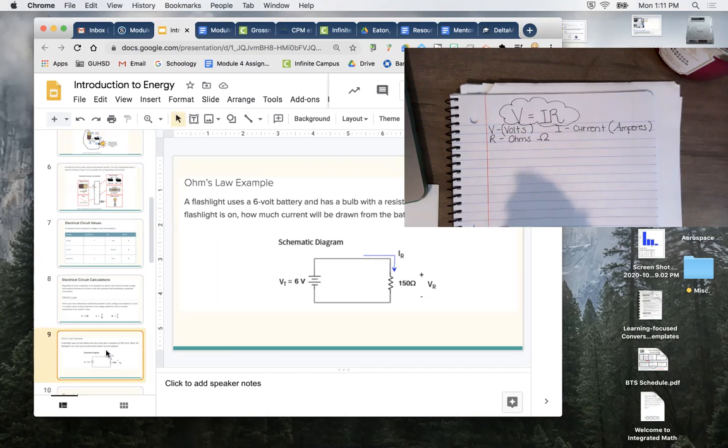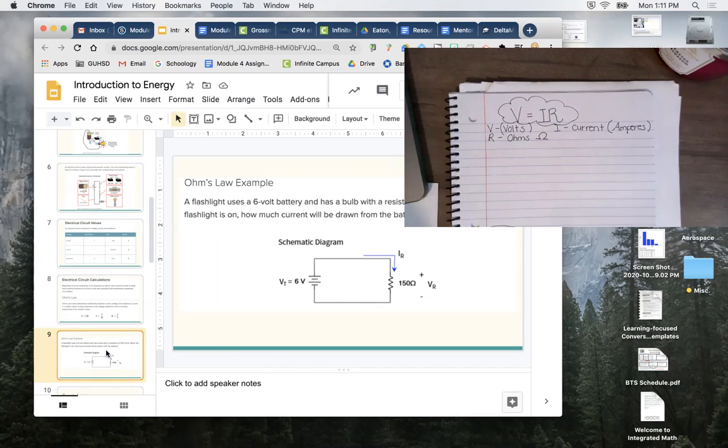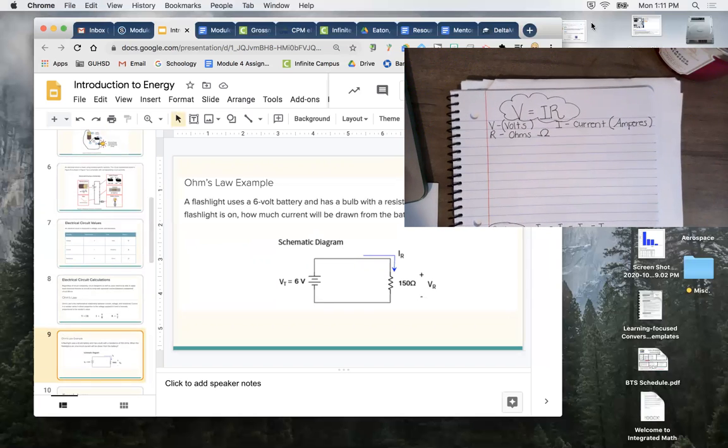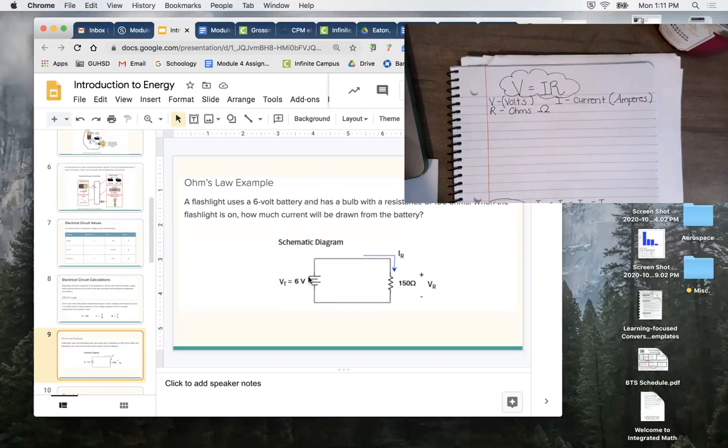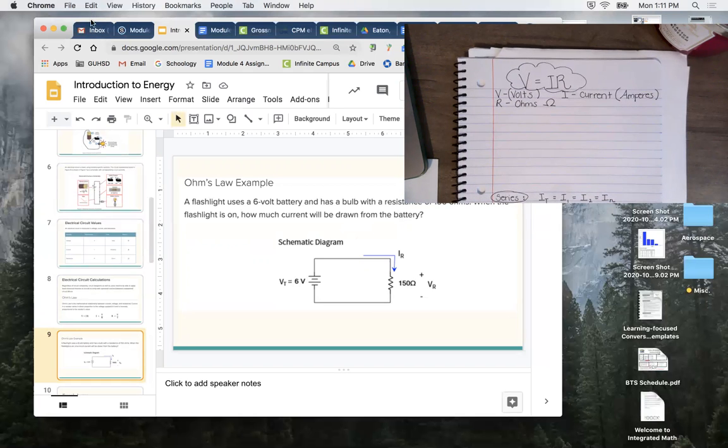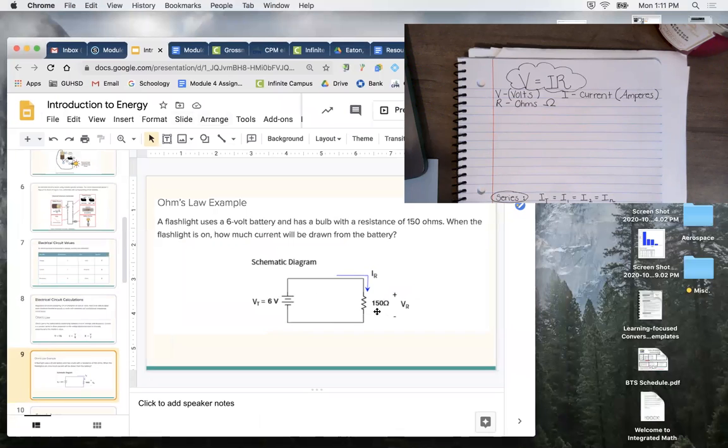You're going to have a lot of practice starting tomorrow on Ohm's law, and Ohm's law looks like this. It says a flashlight that uses a 6-volt battery has a bulb with a resistance of, it looks like, 150 ohms. I'm covered up a little bit. 150 ohms is the resistance right down here. When the flashlight is on, how much current will be drawn from the battery? So how much current do we have going through this system if we have a 6-volt battery and there's 150 ohms of resistance built in?